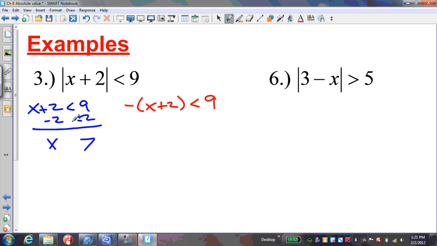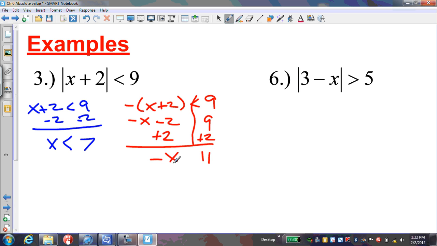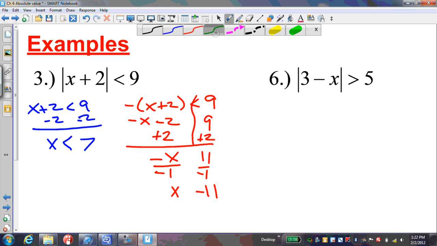Did I multiply or divide by a negative number? No. Notice I subtracted, and the negative is involved, but I did not multiply or divide, so the symbol stays the same. Now on the red side of the equation, first we have to distribute the negative. Okay, and we just have a line there. I'm going to add 2 to both sides. So what we have is 11. We have negative x. We're going to divide by negative 1 on both sides, and x is compared to negative 11. Now notice, I divided by a negative, so I need to switch the signs. It was originally less than, so I'm going to change it to greater than.